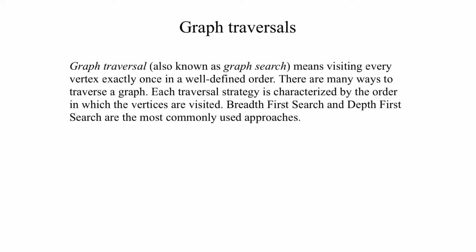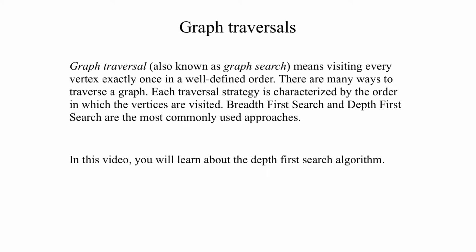Graph traversal, also known as graph search, means visiting every vertex exactly once in a well-defined order. There are many ways to traverse a graph. Each traversal strategy is characterized by the order in which the vertices are visited. Breadth-first search and depth-first search are the most commonly used approaches. In this video, you will learn about the depth-first search algorithm.